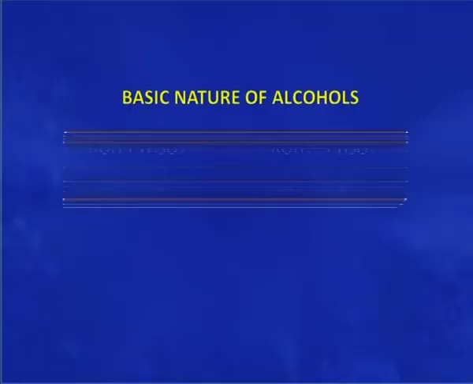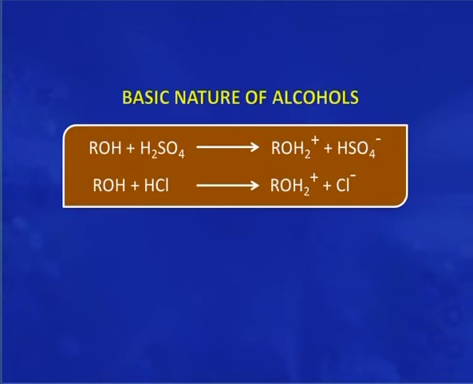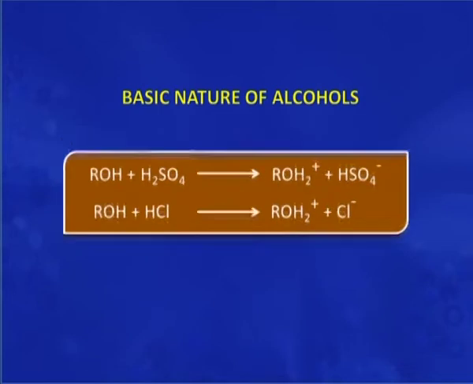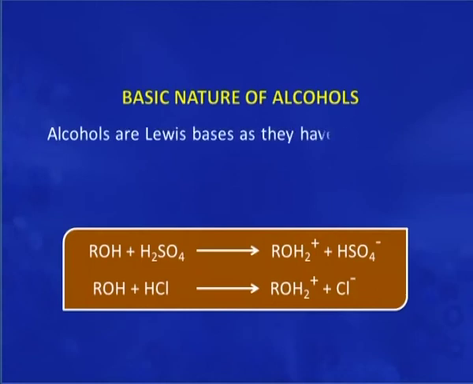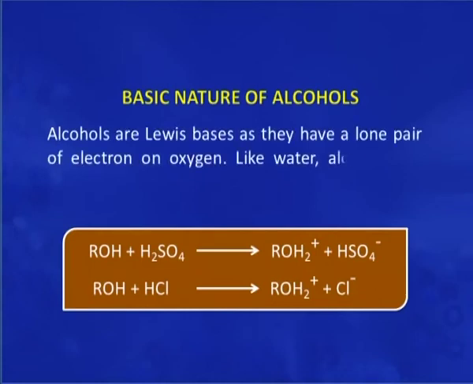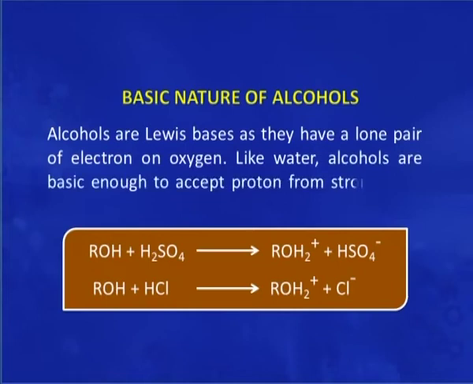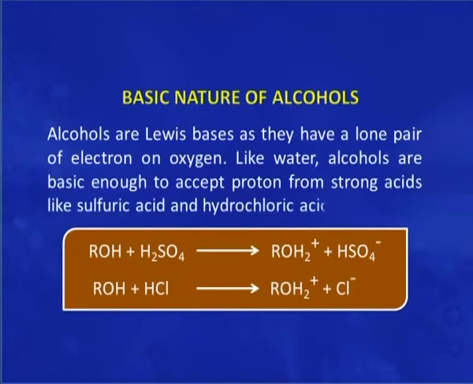Bases are the compounds which can accept proton. Here, in case of alcohol, we all know that alcohols are ROH molecule. Oxygen has lone pair of electron on it. Now, if alcohol reacts with acid, it gets protonated, it gets proton from the acid, forms the protonated alcohol, and the salt is formed. So, alcohols are Lewis bases as they have lone pair of electron on oxygen. Like water, alcohols are basic enough to accept proton from strong acids like sulfuric acid and hydrochloric acid.